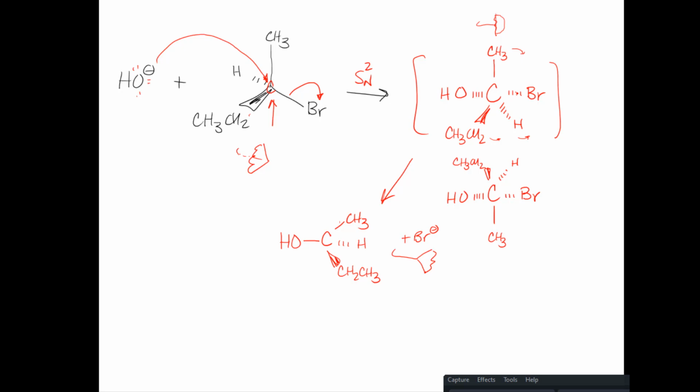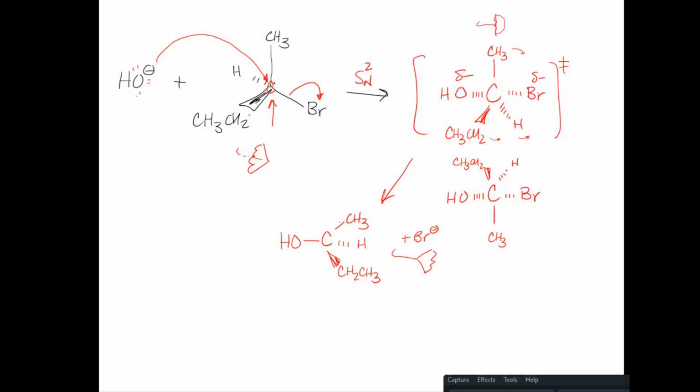Now, we also need to average charges for our transition state. So oxygen is -1, oxygen is 0, average, delta minus. Bromine is 0, bromine is -1. What's the average? Delta minus as well. So that is how we would get the transition state from this SN2 reaction. All right. So that's our transition state, and it shows the inversion of configuration.